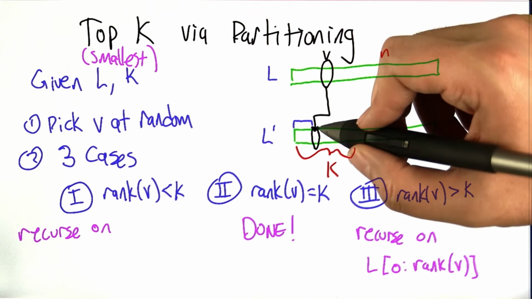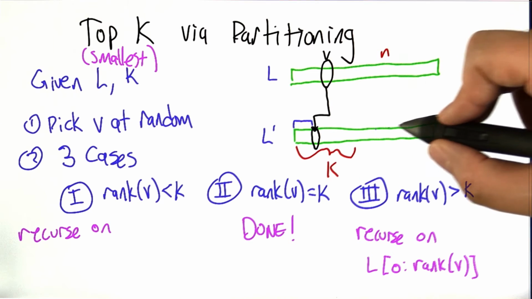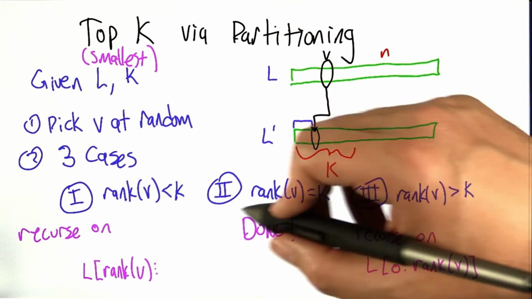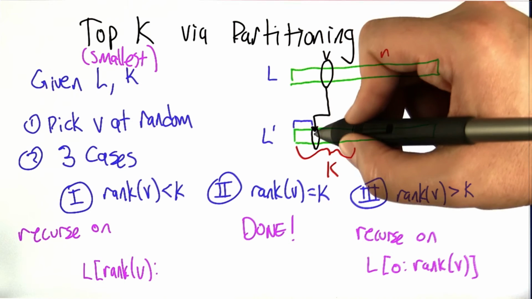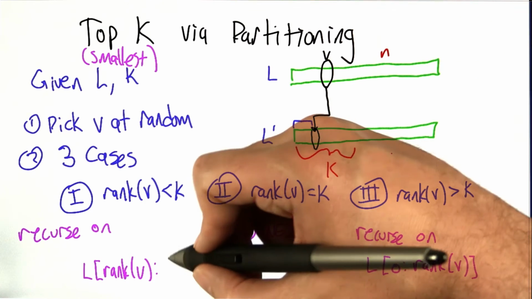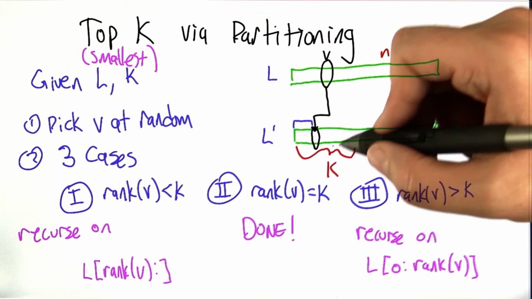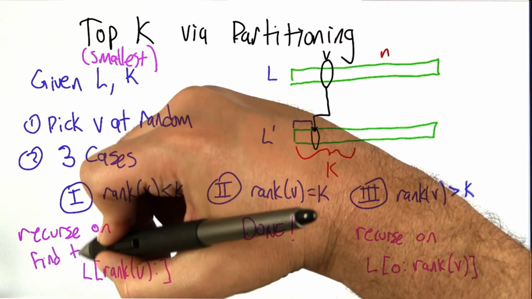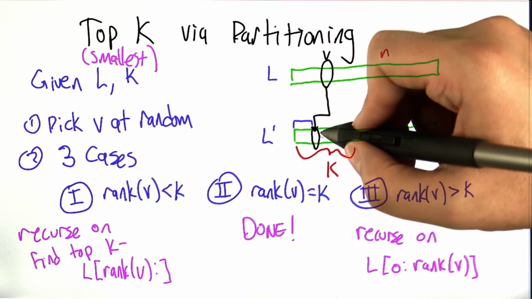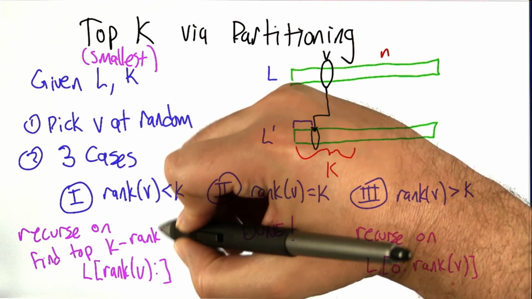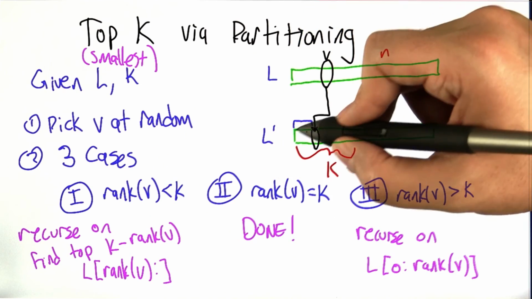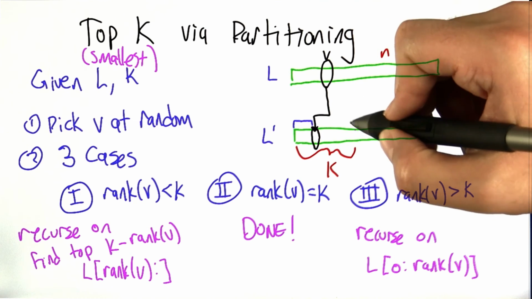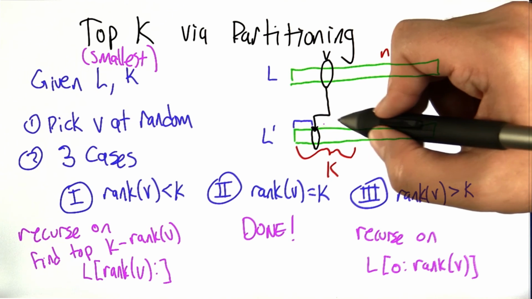Now what do we need to do? Well, this is the list that we are still unsure about, and there could be some off by ones in here, but just to give you the basic idea, from the rank of v, from this position here to the end of the list is what we care about. But we don't want to find the top k of this. We want to find the top k minus rank of v. Why? Because we already know that these elements here are already in the top k. So we only really need to care about what's left, the k minus rank v that we haven't found yet.